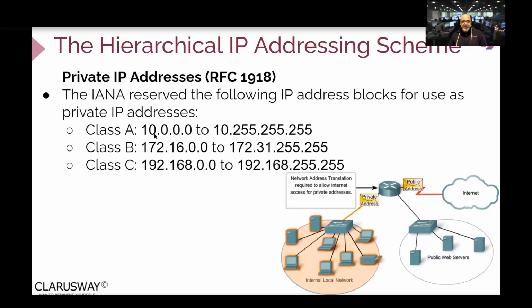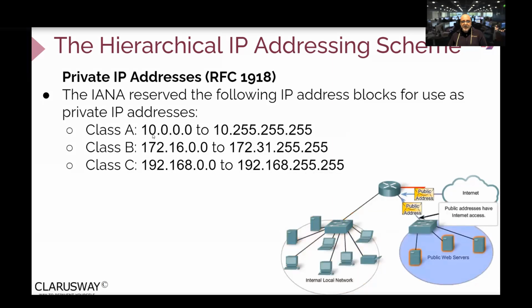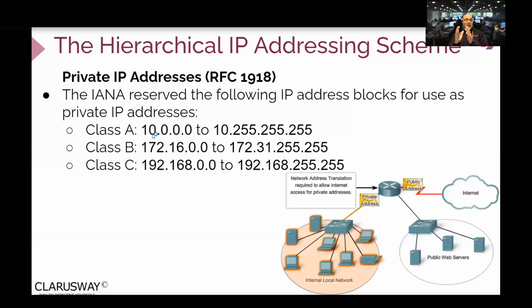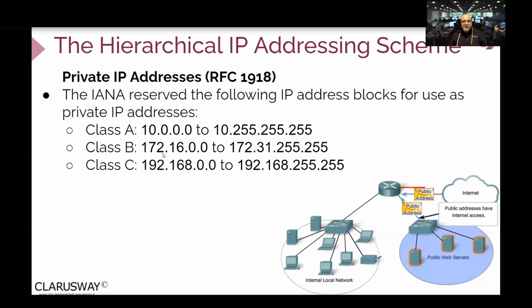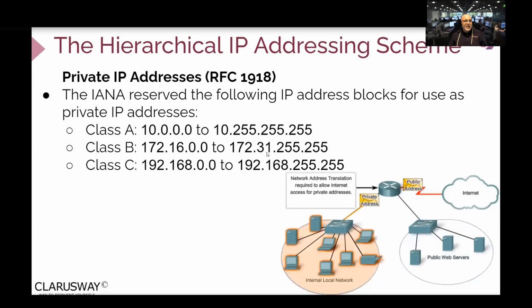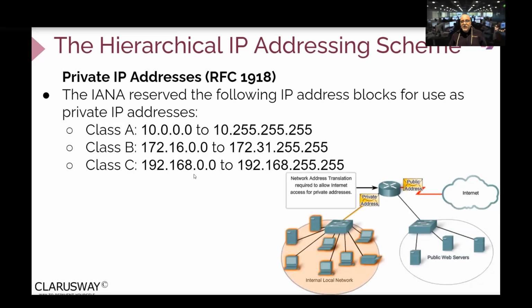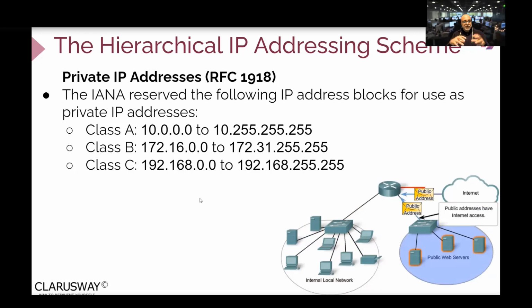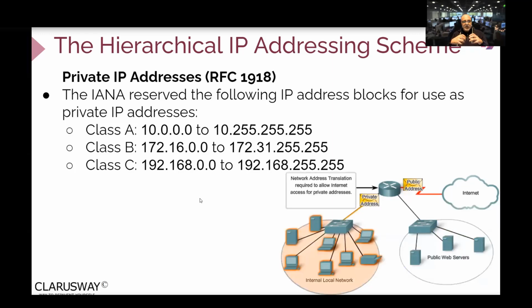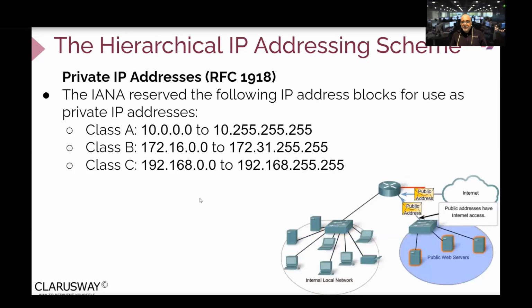Class A, anything that starts with 10 is a private IP. In other words, anything that starts with 10 cannot be a public IP. Anything between 172.16 to 172.31 cannot be a public IP. Anything that starts with 192.168 cannot be a public IP. So those are reserved for you to use inside your offices or homes as private IPs.